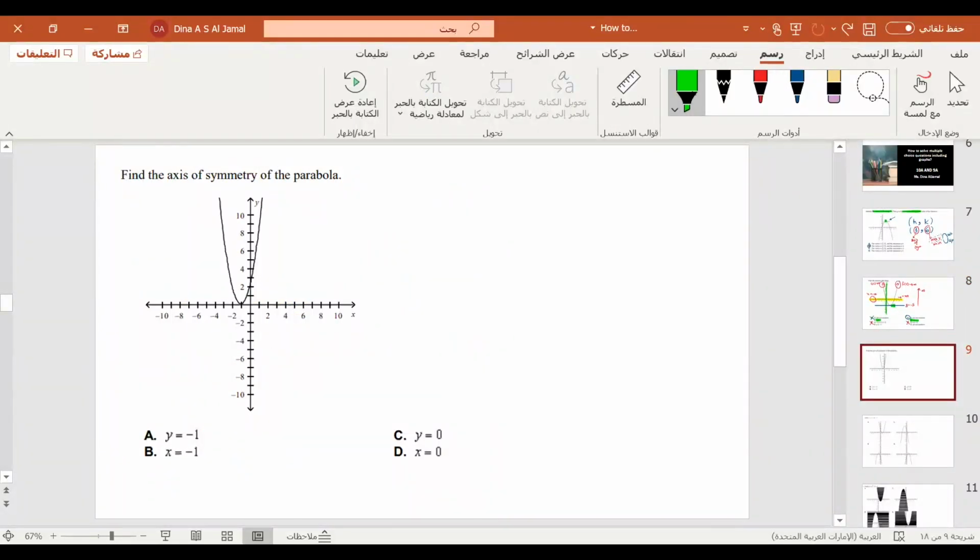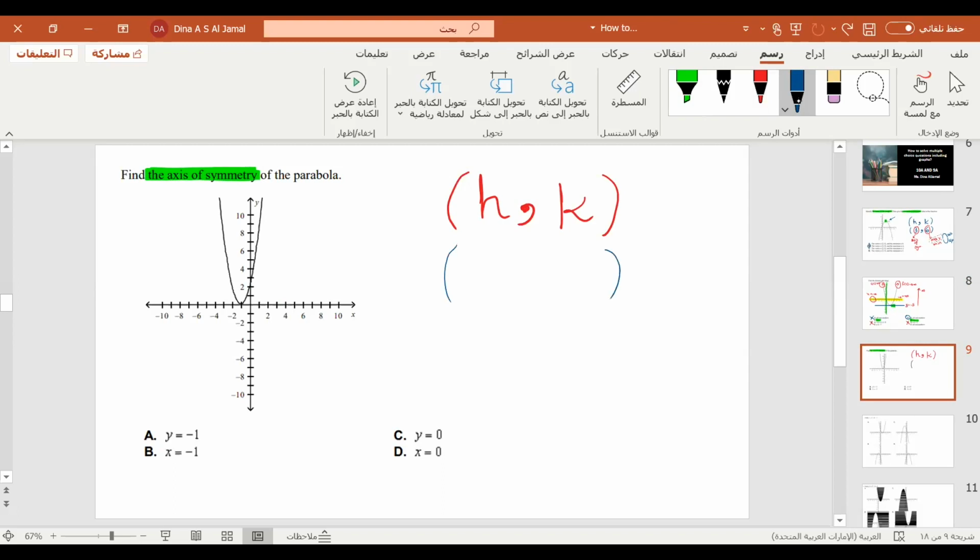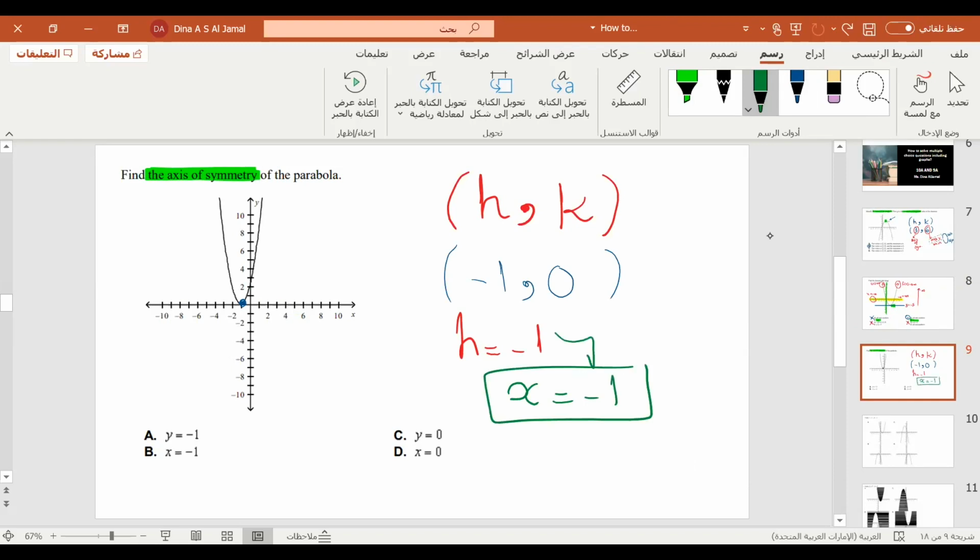Find the axis of symmetry of this parabola. Previously, I told you that your vertex H and K will be very essential for you. Your H will tell you about the axis of symmetry. Before doing anything, here it's all about minus 1 and 0. That means your H is equal to minus 1, and it will also tell you your axis of symmetry. And your graph has a minimum value at x equal to minus 1, y equal to 0.